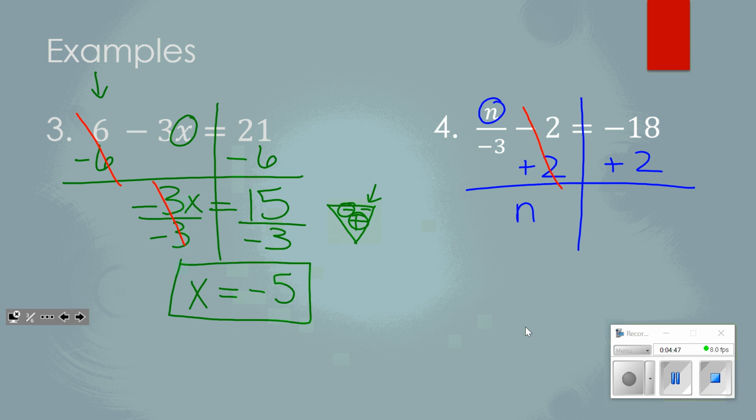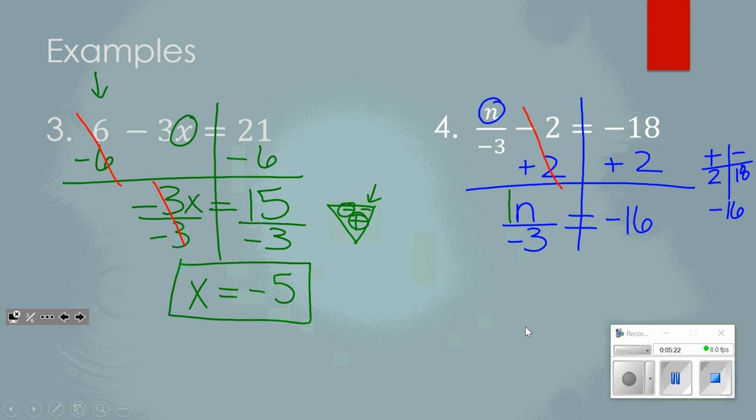And we have n over negative 3 equals, we have integers, so we're going to make a t-chart. Negative 18 and positive 2. The negatives are winning by 16 points. So n divided by negative 3 will equal negative 16. We still have a fraction, so we're going to multiply by the multiplicative inverse. And you can put a 1 there. So this is 1 over negative 3, or negative 1/3.